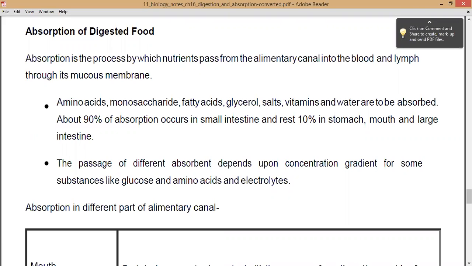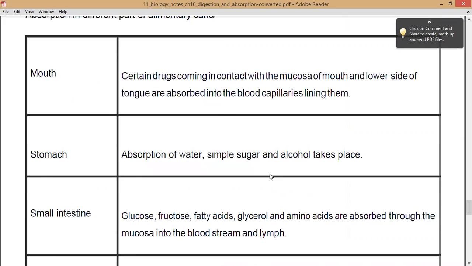So all these things should be balanced, right? Concentration gradient means everything should be balanced. That is, the balance in the alimentary canal should be there, as well as the balance in the bloodstream and lymph should also be proper, right? So the concentration gradient should be maintained for several substances like glucose, amino acids as well as electrolytes, right?